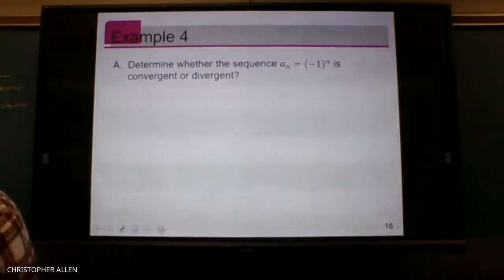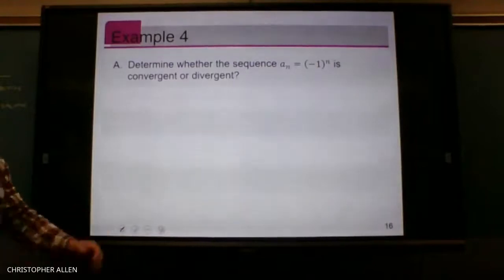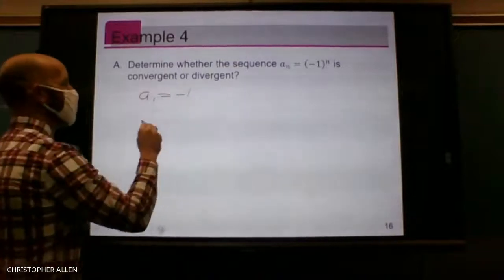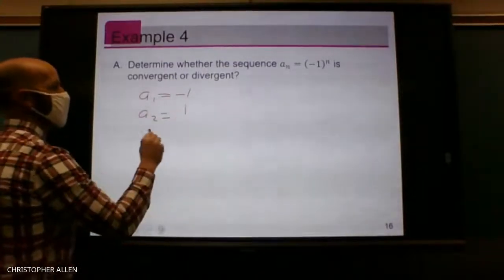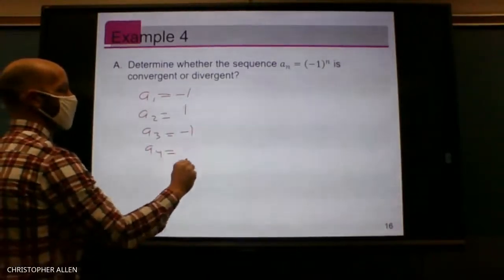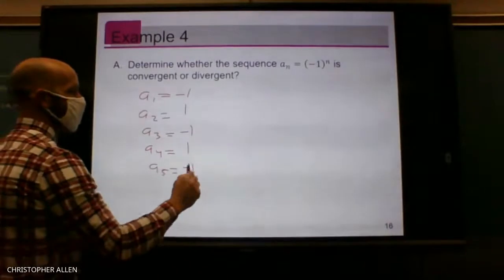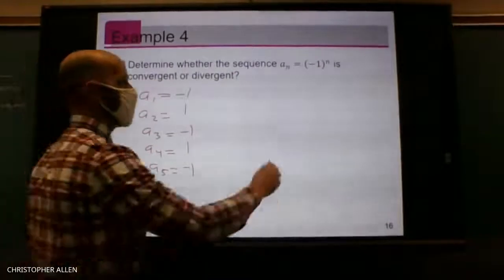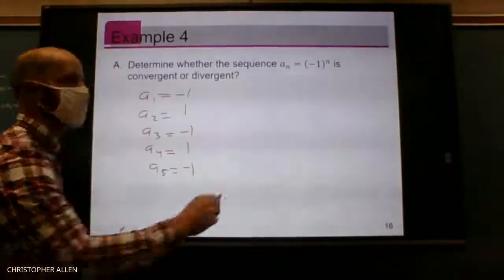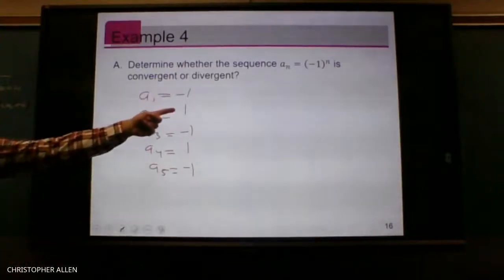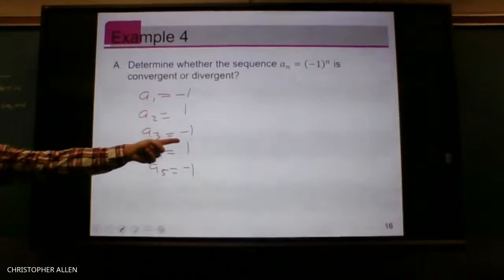And how about this one here? Oh, I guess I need to do that. Okay, let's list some out. What's a sub 1? -1. What's a sub 2? What's a sub 3? What's a sub 4? What's a sub 5? Intuitively, is this convergent or divergent? Convergent? Okay, which value does it go to? You said it goes to -1 and then to 1. And then it goes from -1 to 1.